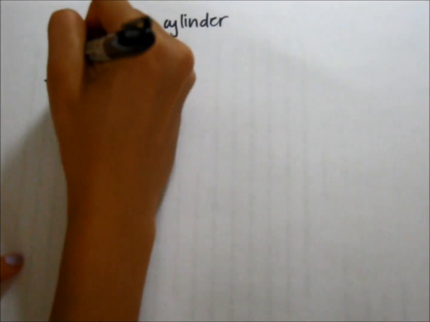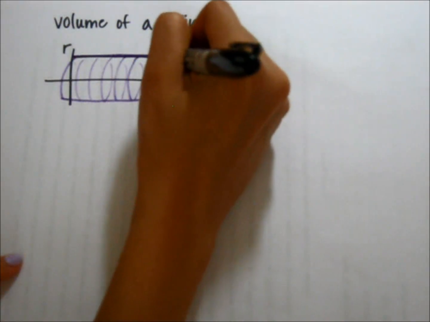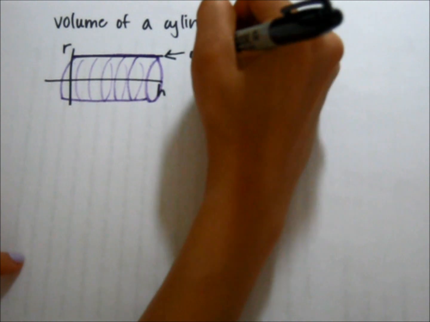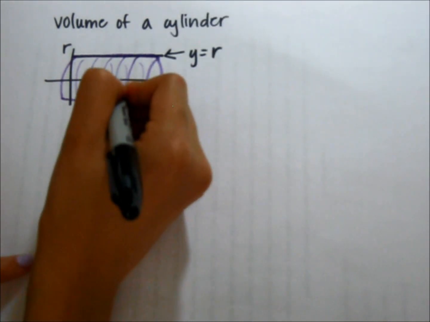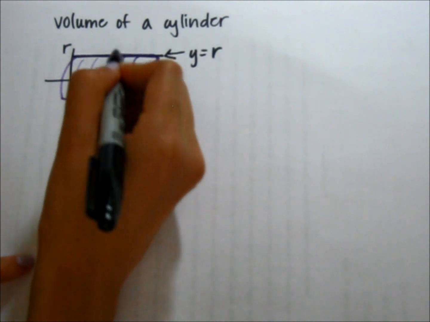So let's first find the equation of this line right here. It's y equals r. Let's explain that any point on the x-axis, the y value is going to be r.